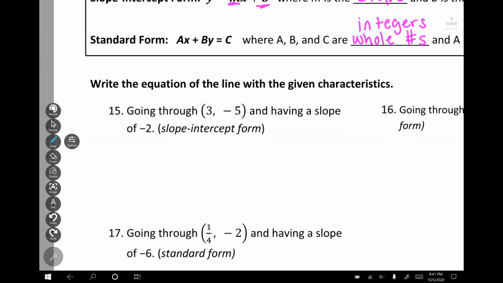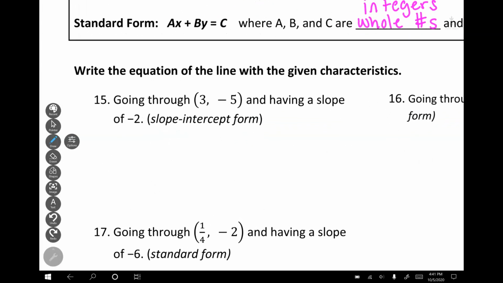Okay, let's look at the first problem. Write the equation of the line with the given characteristics. It needs to go through (3, -5) and have a slope of -2. And we're going to write this one in slope-intercept form. The point that it's going through, that's always going to be your x1, y1. And your slope is -2, so m equals -2.